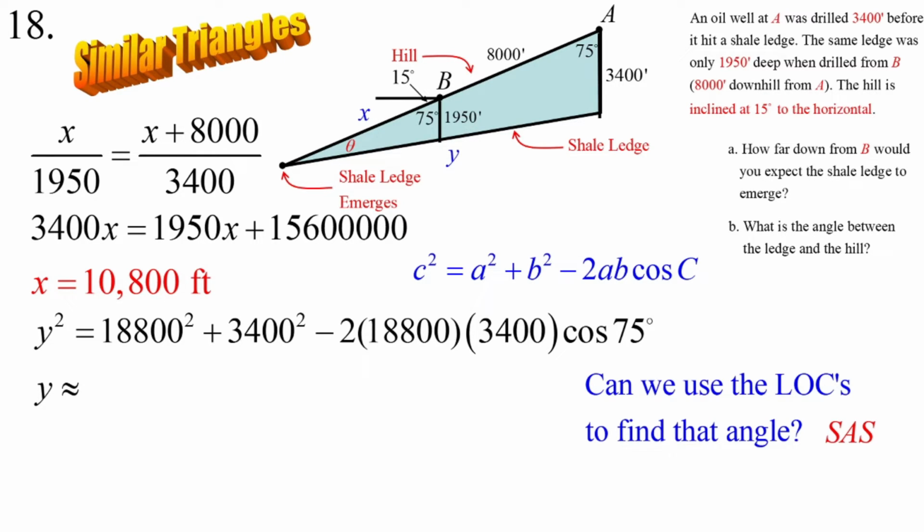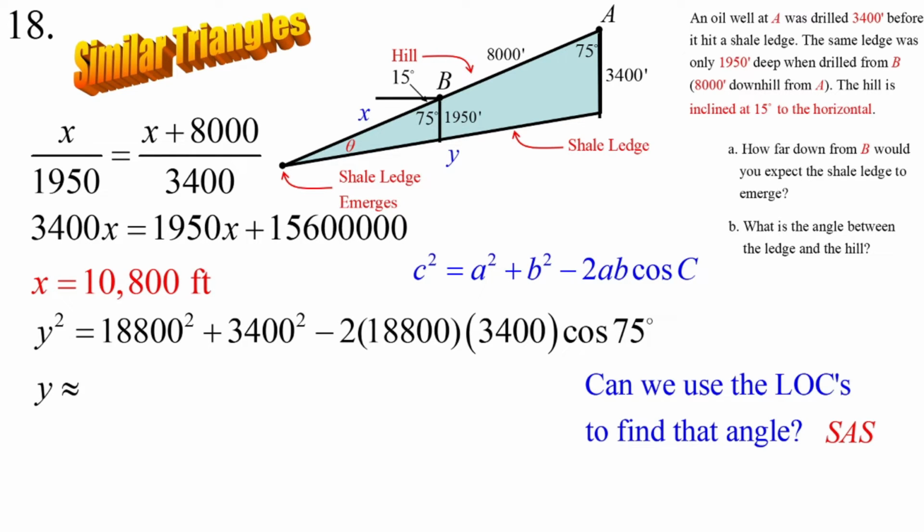Let's go second square root of 18,800 squared plus 3,400 squared minus 2 times 18,800 times 3,400 times cosine of 75 degrees.